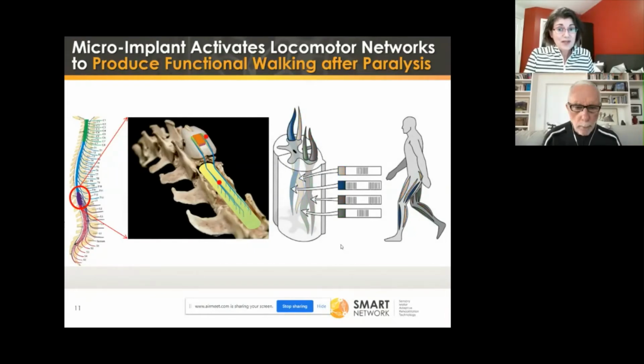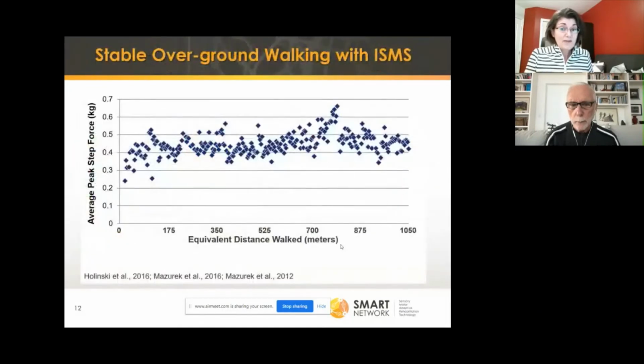To date, this work has been very successful in preclinical models and has led to impressively long distances of functional overground walking. The figure that I'm showing over here shows the force generated during walking, which is an indicator of the quality and effectiveness of walking, over a distance of 1,000 meters, a kilometer. And what you can see is that the force generated during walking is stable throughout the distance, demonstrating that functional walking was sustained throughout the distance of walking.